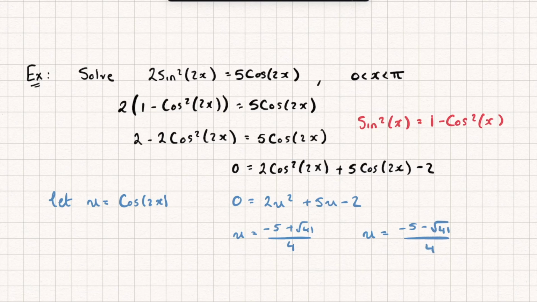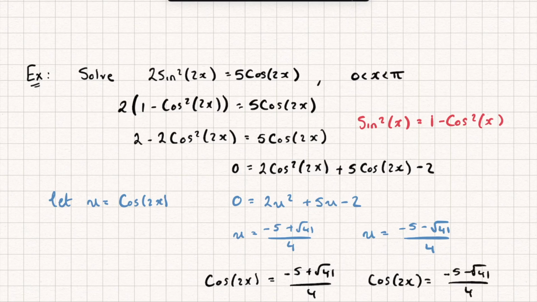Now remember, we're solving to find out what x is, so let's undo the substitution, and I get cos of 2x equals, again, minus 5 plus root 41 over 4, or cos of 2x equals minus 5 minus root 41 over 4. So not very nice numbers here.